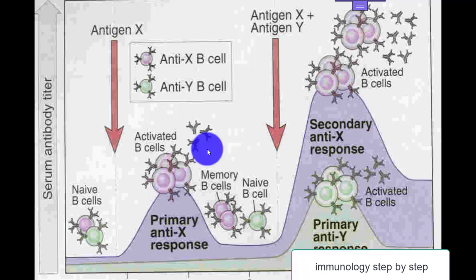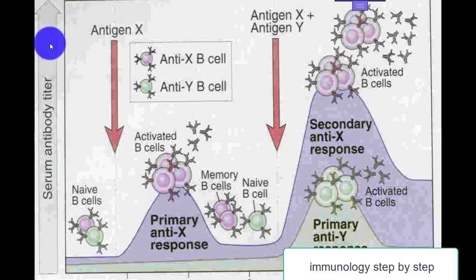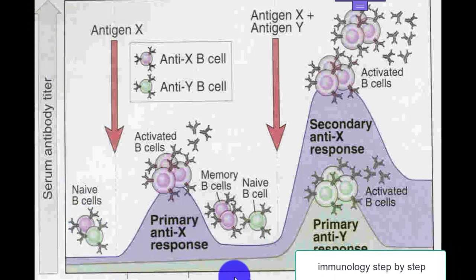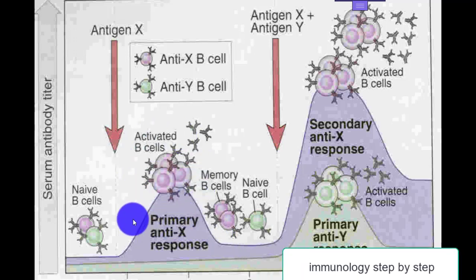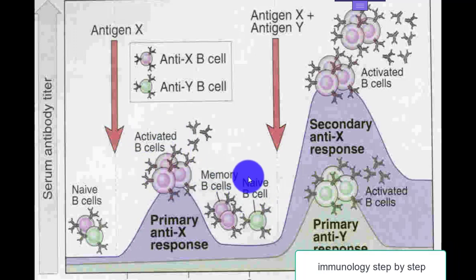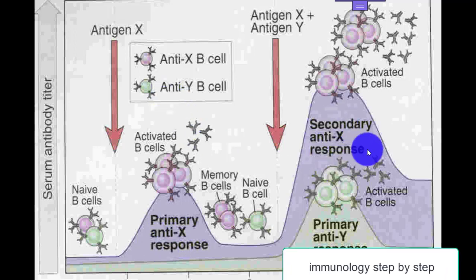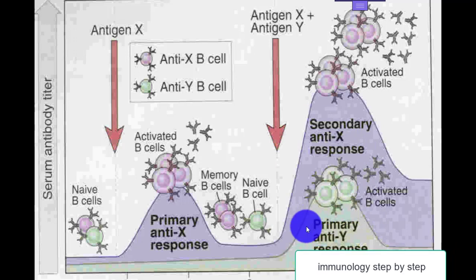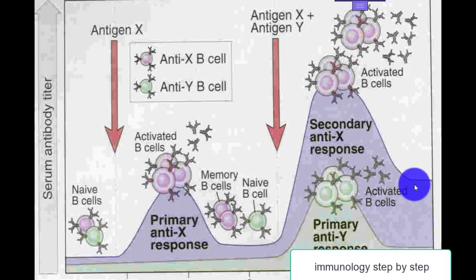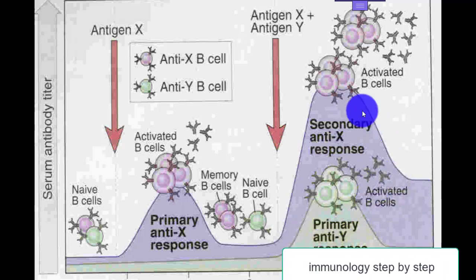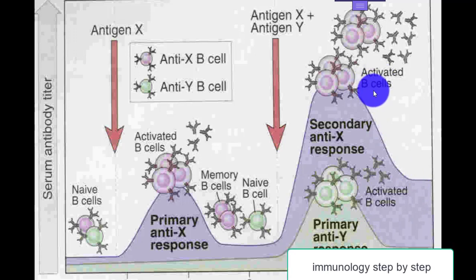The serum antibody titer is on the y axis and time in weeks on the x axis. Here is the primary response, with activated B cells, memory cells, and the primary anti-X response. In the secondary anti-X response, there are primary antibodies and activated B cells. The activated B cells increase.